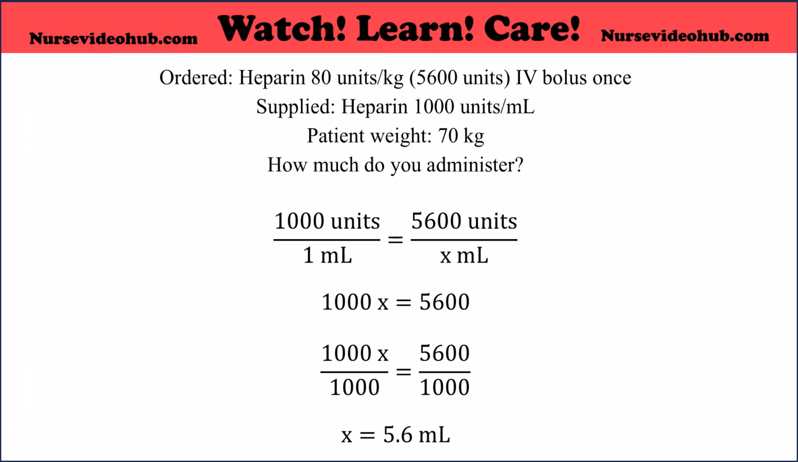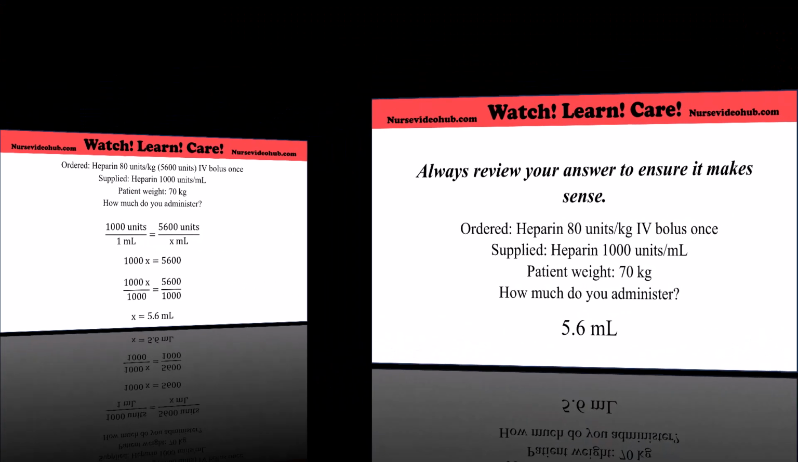Set up your proportion. The first ratio is the medication supplied, 1,000 units per 1 mL. The second ratio is the desired dose, 5,600 units per x mL. Solve for the number of milliliters by cross-multiplying. 1,000 times x, 5,600 times 1. The result is 1,000x equals 5,600. Divide both sides by 1,000 to solve for x. X equals 5.6 milliliters. You would administer 5.6 milliliters of heparin.